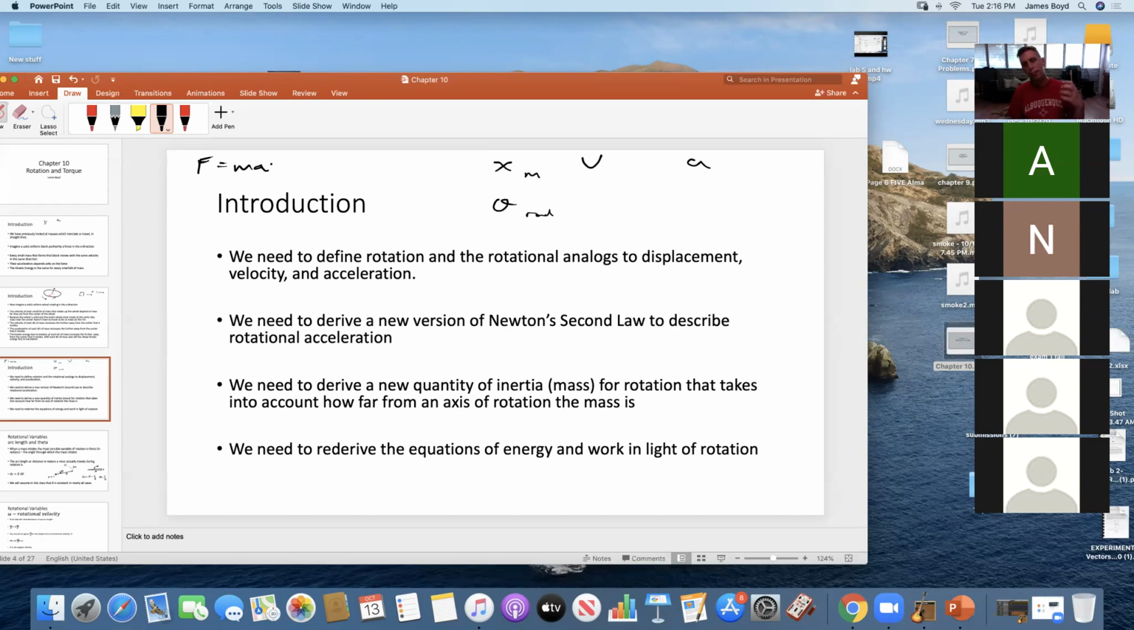So that's the trajectory we're on. I know it seems like a lot. Hopefully it's not, but essentially what we're doing is describing rotation. And we haven't talked about rotation before except for uniform circular motion. And so now we need to talk about rotation. And then if we have a rotation in our system, we need to deal with it.